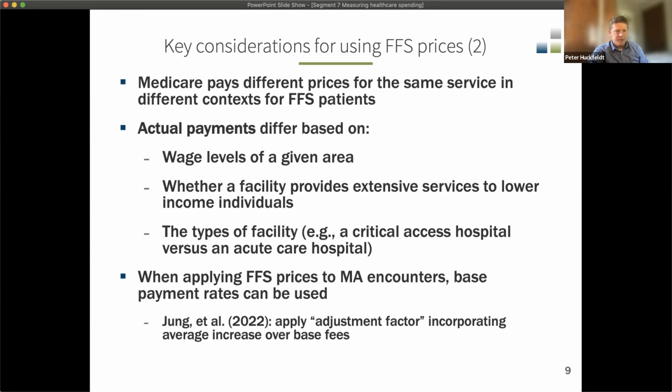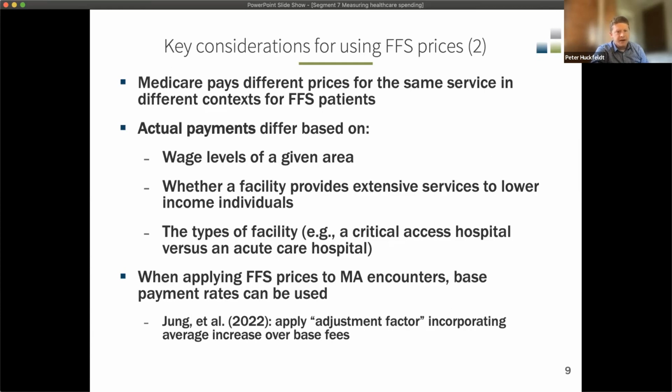And so one approach to this issue is just to take the base payment rate for a certain type of facility. So for example, if you are looking at hospital payments, you take the base payment rate for a certain type of hospital admission, and you're not incorporating any additional payments due to a certain area having higher wages, or that type of hospital serving a high number of lower income individuals, or having a residency program. And so in this way, you're really just using a very standardized price measure.